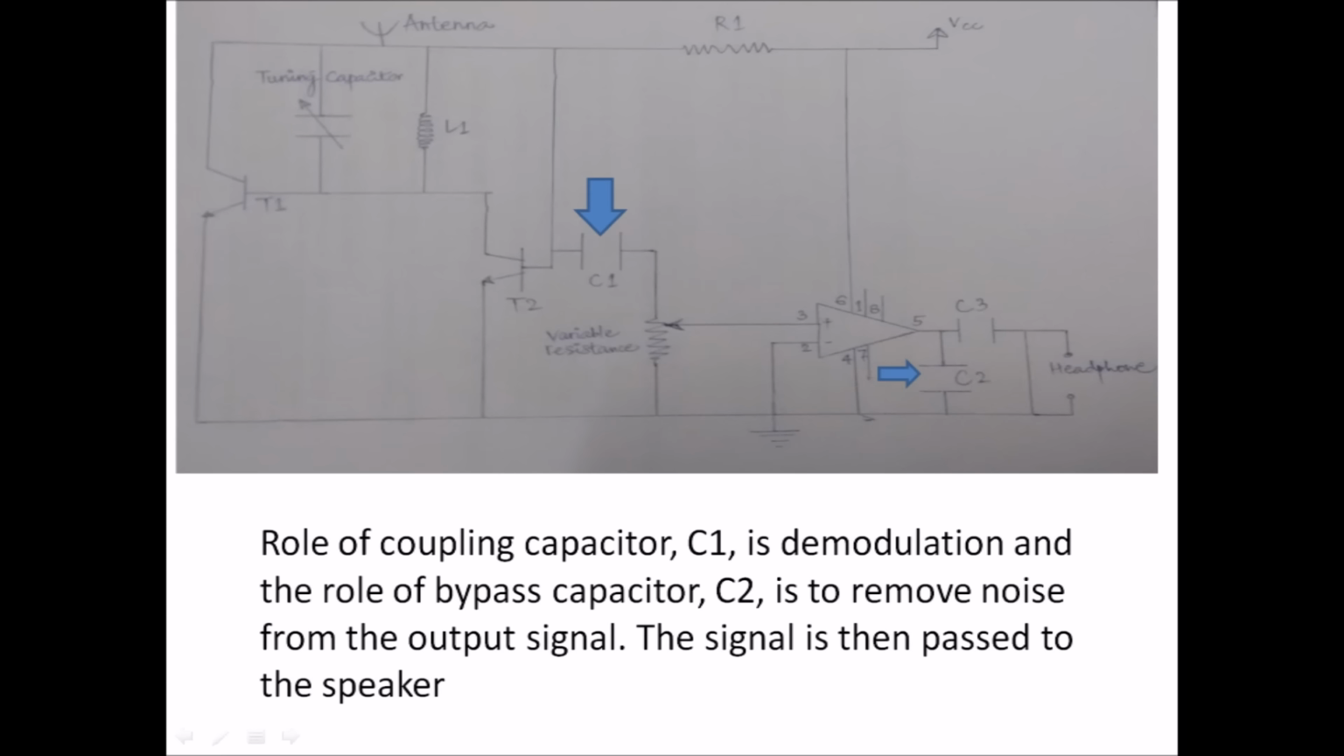The role of coupling capacitor C1 is demodulation, and the role of bypass capacitor C2 is to remove noise from the output signal. The signal is then passed to the speaker.